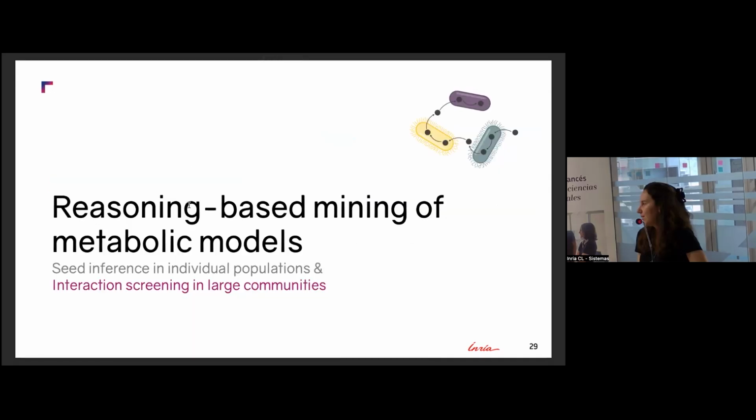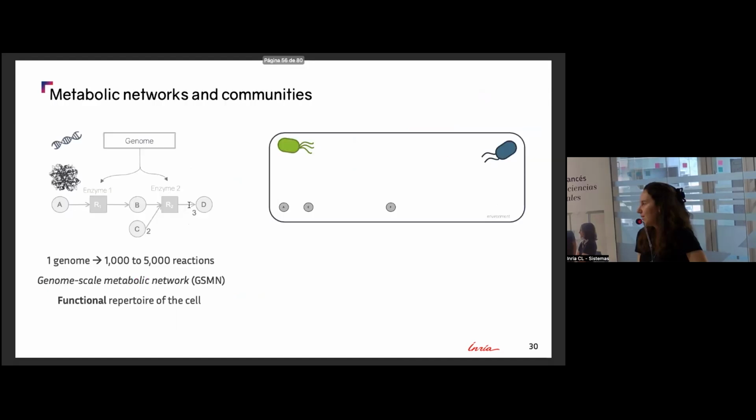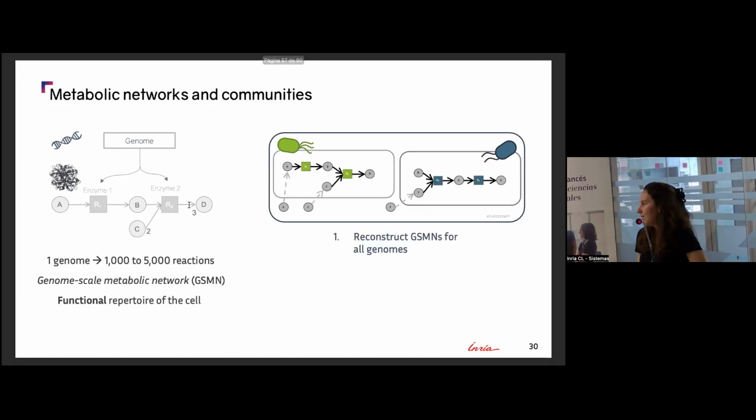Going back to our communities, not only working with a single population, but with multiple populations, we want to know what may occur in bacterial consortiums, in microbiomes. That requires screening the metabolism in large communities. As a reminder, from the genome, we will build metabolic networks having a few thousands of metabolic reactions. That's what we call genome scale metabolic networks. And when we look at the bacterial community, that's the first thing that we will do: build the metabolic networks for each of the genomes.